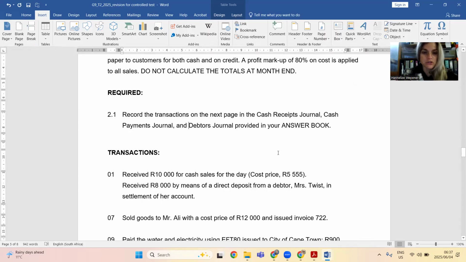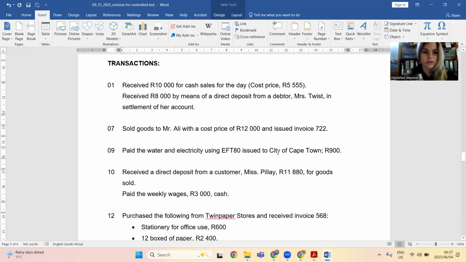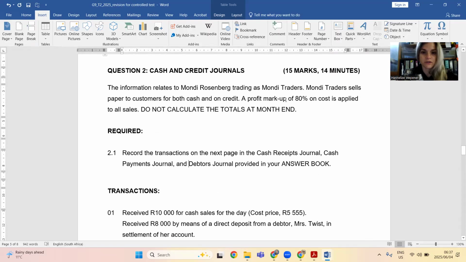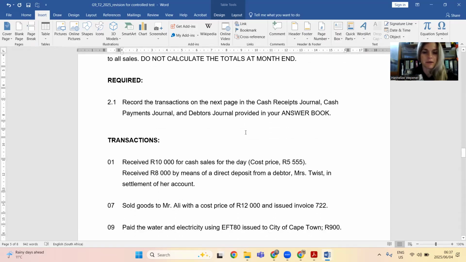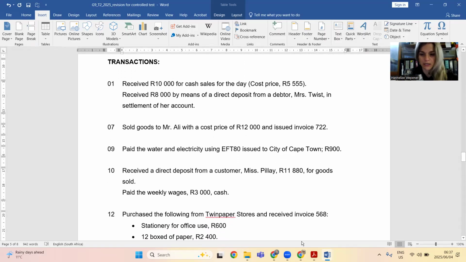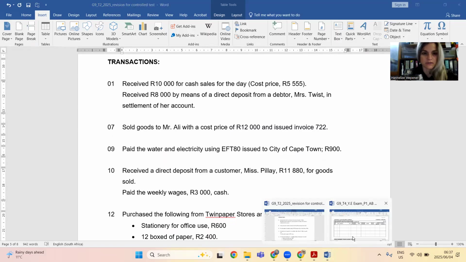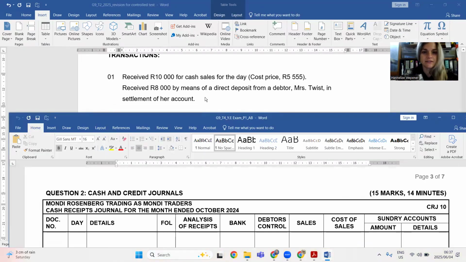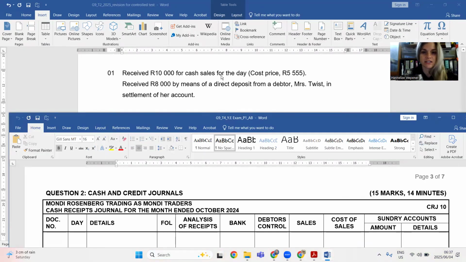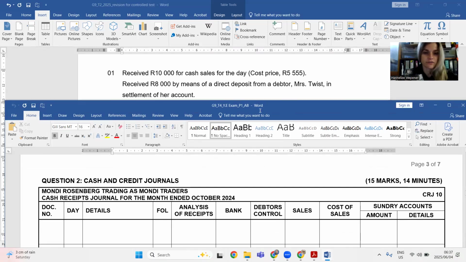Right. So transactions on the 1st of, and we are doing this for, it doesn't say. Okay, but maybe it says in the answer book. Let's quickly check. When are we doing this for? We are doing this for October 2024. Right. So it says that we received 10,000 Rand for cash sales for the day. And then we also received 8,000 Rand by means of a direct deposit on the 1st.